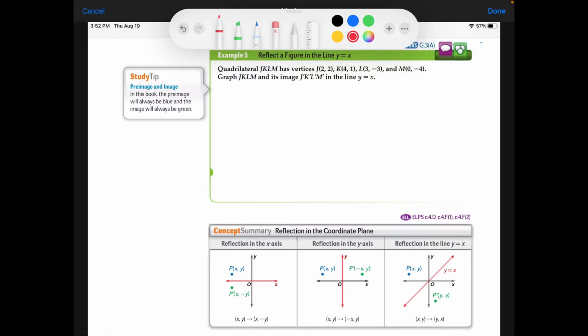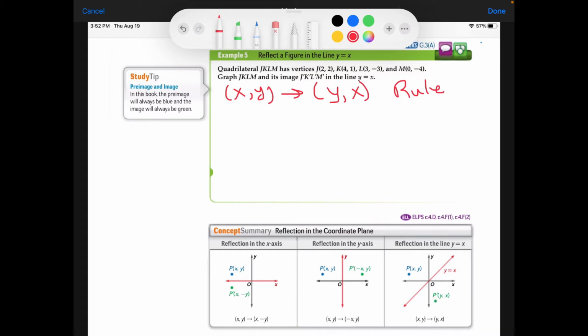When it comes to transformations, the most important thing is knowing the rule. So I'm going to go ahead and write the rule over here. I'll put x comma y is going to become y comma x, and this is basically the rule.